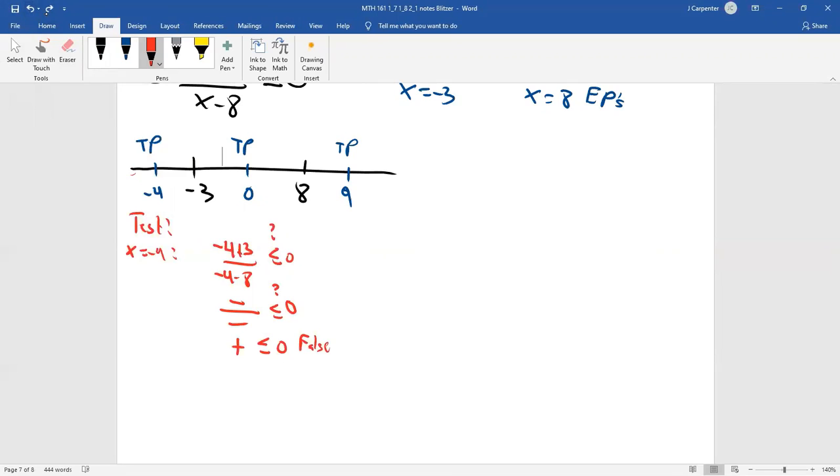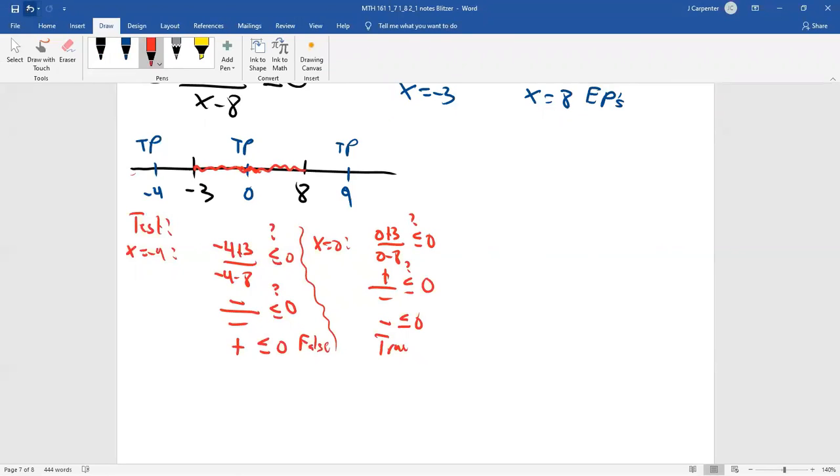Okay. Now let's try out 0. The x equals 0. We're going to have 0 plus 3 over 0 minus 8. Is that less than or equal to 0? 0 plus 3 is positive. 0 minus 8 is negative. I don't care about the actual numbers because a positive divided by negative is a negative. And negatives are less than 0, so it's true, which means we shade where the 0 is. I don't just shade right here. We shade from endpoint to endpoint.